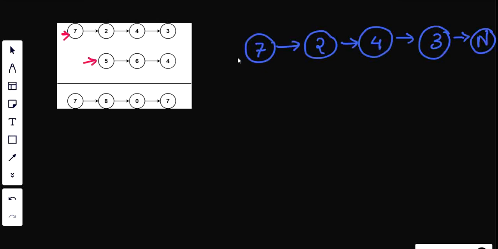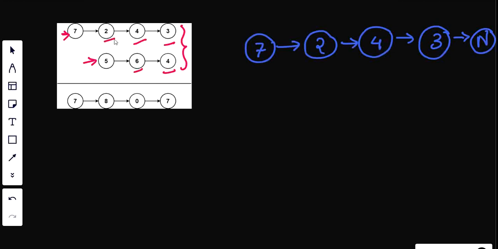But we know that when we add two numbers, we add from the unit place. We start adding from the unit places. So these will be the unit places of the numbers, but these are the end nodes of the linked list. And we know that in a singly linked list, once we reach the end, we won't be able to go back and check these values.